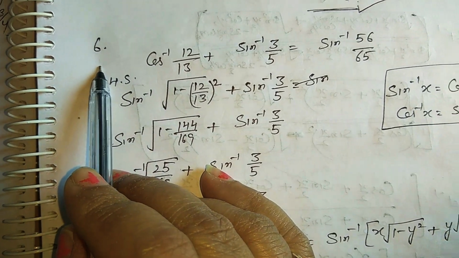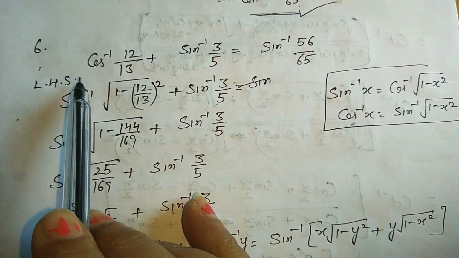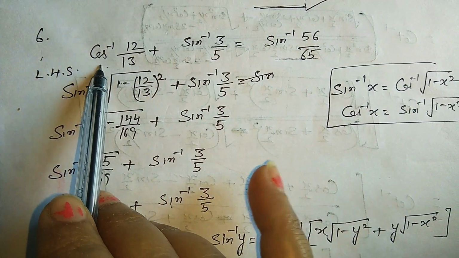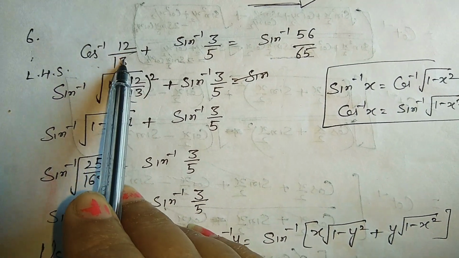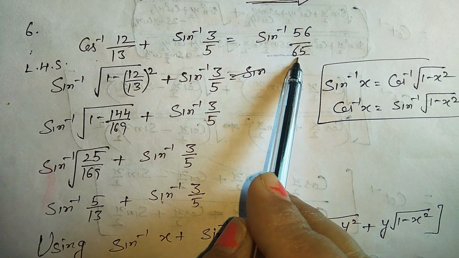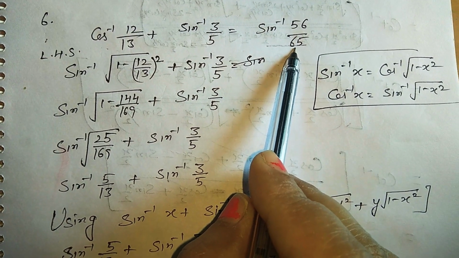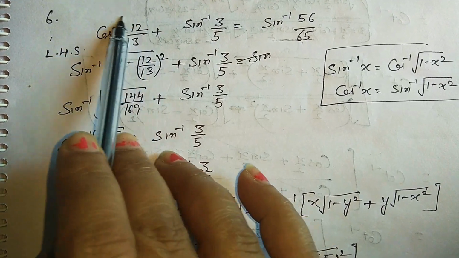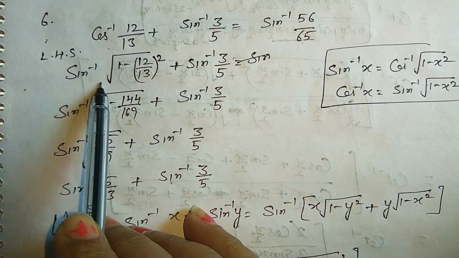Now come to question number 6. This is the same as the last question. We have to prove their sum is equal to this. So we have to show cos inverse 12 by 13 plus sin inverse 3 by 5 is equal to sin inverse 56 by 65. You can change this into sin inverse by using Pythagoras, or you can apply this formula.